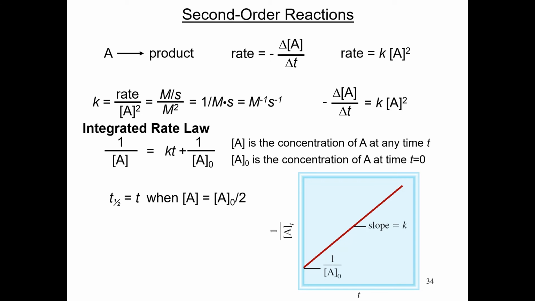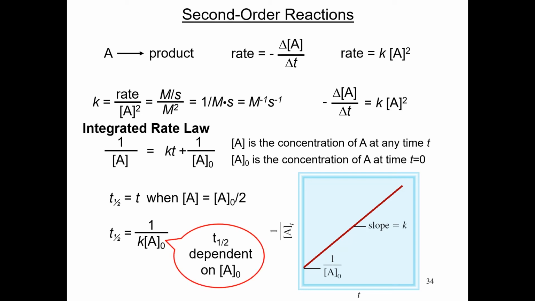Again, this is the time at which the concentration of A is exactly 1/2 of the initial concentration. I'm not going to bother you with a lot of derivations here. What we find is that the half-life is 1 over K times the initial concentration. Notice that unlike the first order reactions, in this case, the half-life is dependent on the initial concentration. So in other words, the half-life is not a constant. It depends on when you started to measure the process.